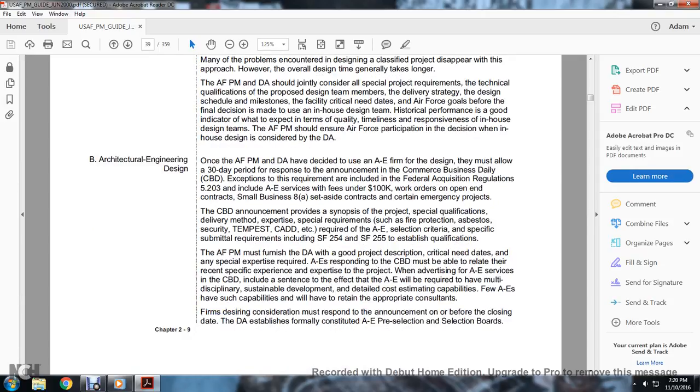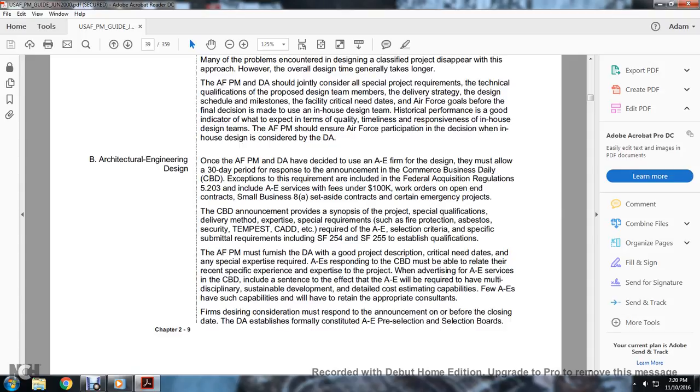Architectural engineering design. Once the Air Force program manager and the DA have decided the A&E firm is to design, they must allow for the 30-day period for response to the announcement in the Commerce Business Daily, and especially with the requirements included in the Federal Acquisition Regulation 5.203 and including the A&E services under the $100,000 work orders, open-ended contracts, small business set-asides, 8(a) set-aside contracts, and certain emergency projects.